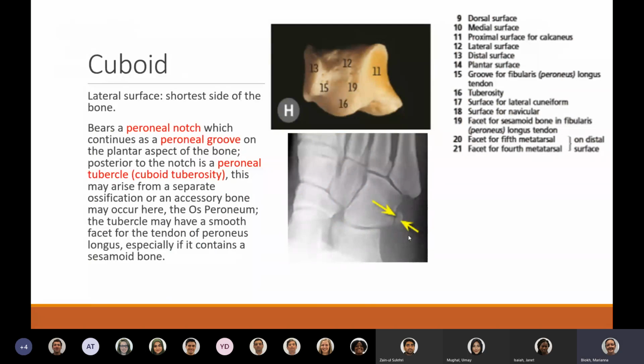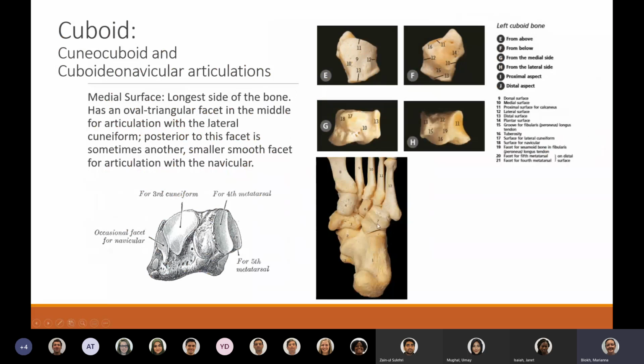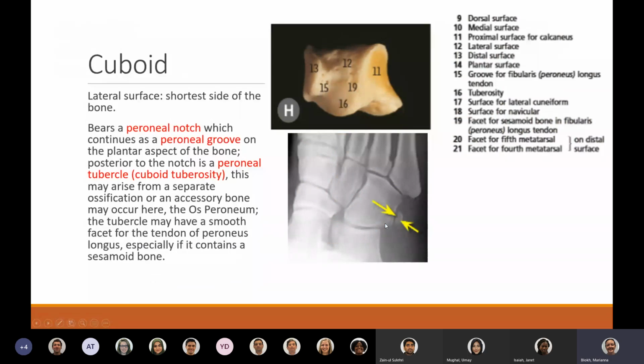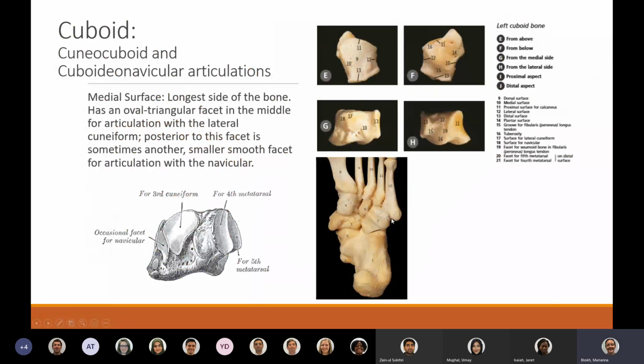For the peroneus longus tendon, okay? So that's very important to note. And then behind the notch, we have something called peroneal tubercle or cuboid tuberosity. So that's this guy right here. So notch is here, groove is here, peroneal tuberosity is here, okay? Tuberosity, notch, groove, tuberosity.